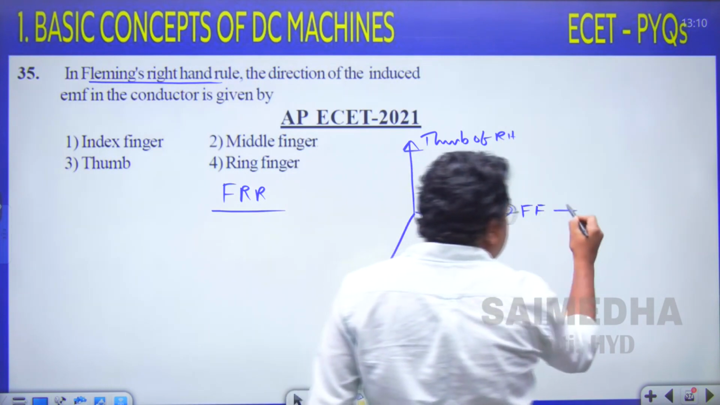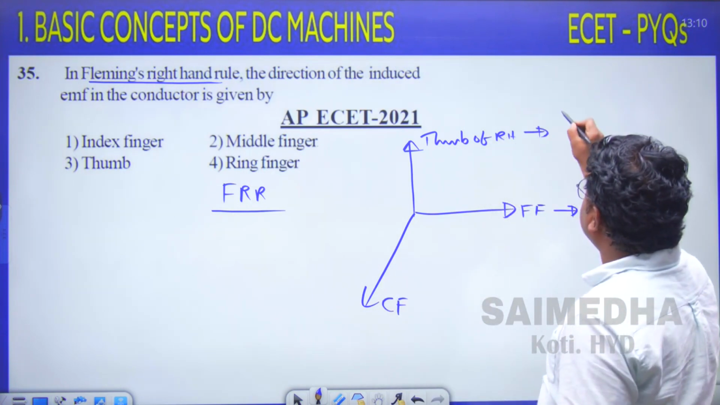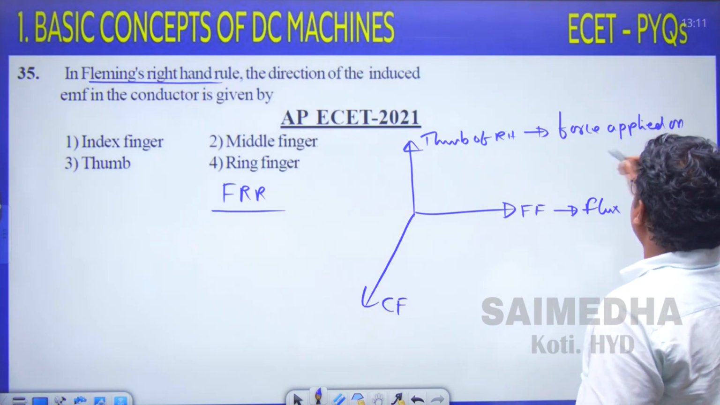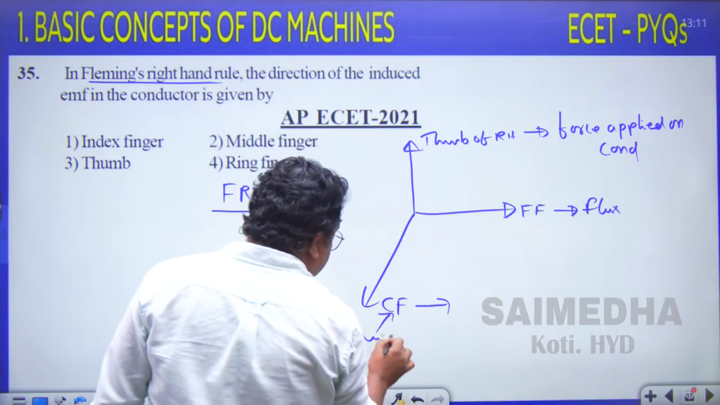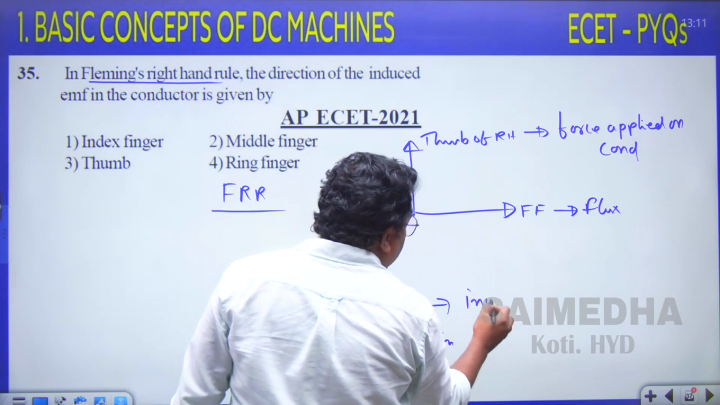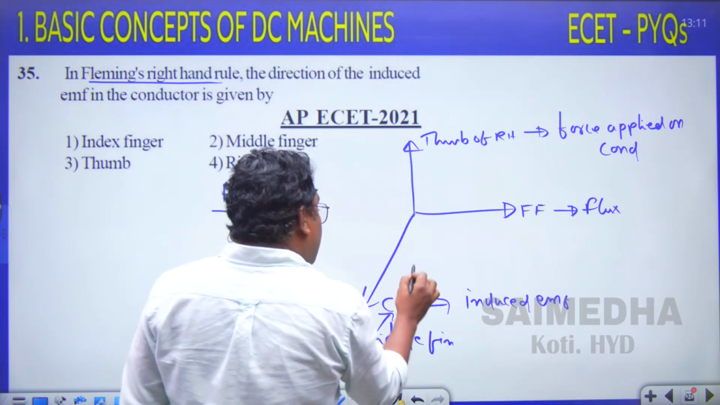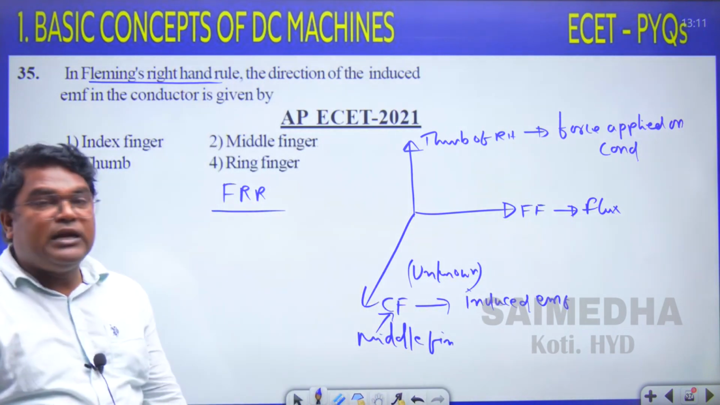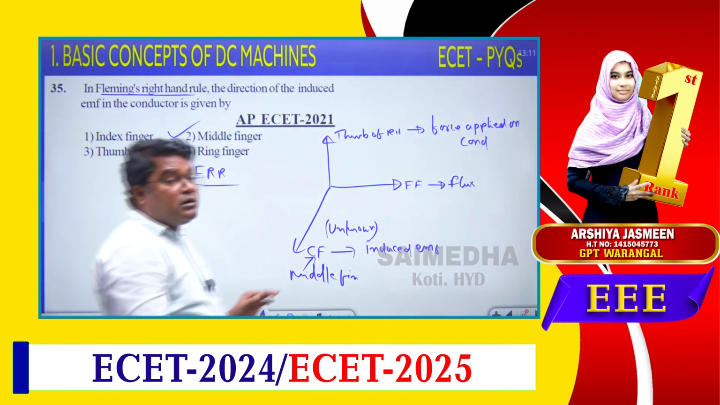The forefinger indicates the direction of the flux, and the thumb of the right hand indicates the force applied on the conductors. The center finger, also called the middle finger, indicates the direction of the induced EMF or induced current. This is the unknown parameter. If we know these two, we can find the unknown parameter, that is, the middle finger indicates the direction of induced EMF. So option 2 is correct for this question.